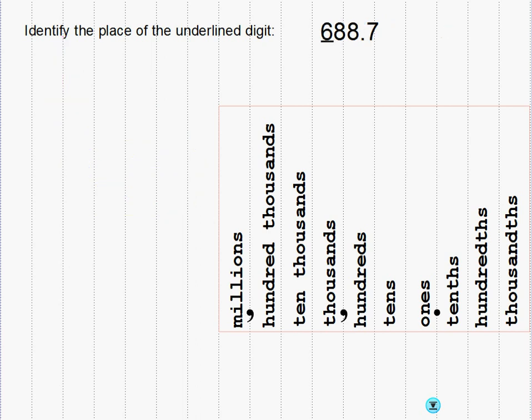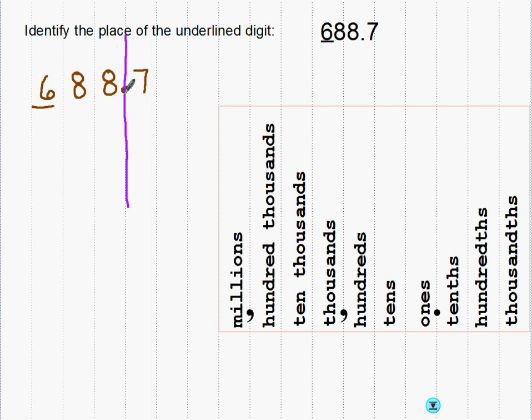And we'll do one more. This time we have 688 and 7/10. Let's copy our number. The decimal goes on the line. Let's draw a line down through the decimal point. Everything on the left side is a whole number amount. Everything on the right side is a decimal place, or part, or less than one whole.